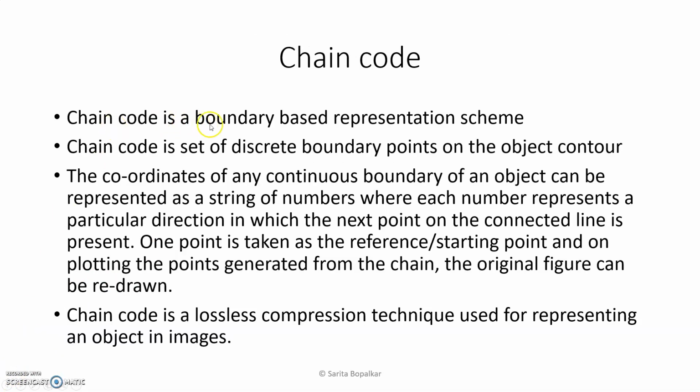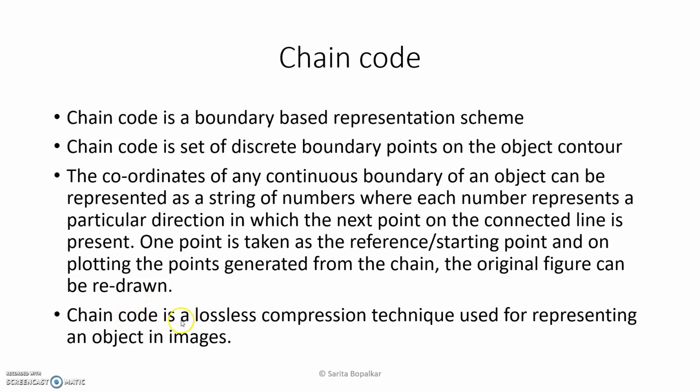Chain code is a boundary-based representation scheme. Chain code is a set of distinct boundary points on an object contour. How do we represent these distinct boundary points on an object contour? The coordinates of any continuous boundary of an object can be represented as a string of numbers, where each number represents a particular direction in which the next point on the connected line is present. One point is taken as a reference or starting point, and on plotting the points generated from the chain, the original figure can be redrawn.